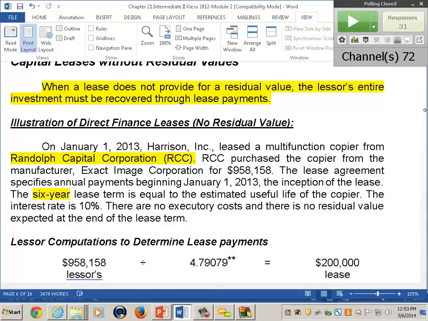They paid their cost, $958. So if we just put the numbers in just to show you the logic, the selling price of the asset is $958,158, the cost is $958,158, so there's no profit. There's no dealer or manufacturer profit, so it has to be a direct finance lease. Now, with a direct finance lease, the only return to the lessor is going to be interest revenue.